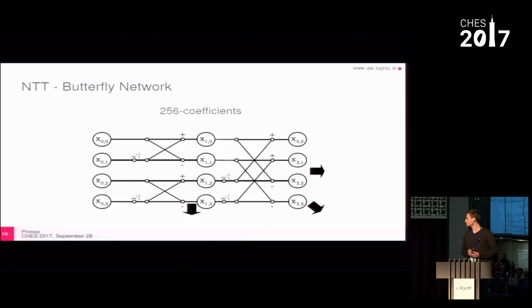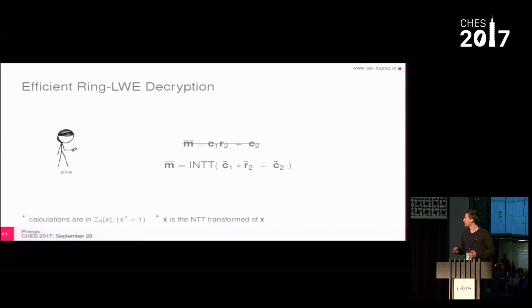So really, what Alice should do instead of just performing a polynomial division is performing a coefficient-wise multiplication of the ciphertext 1 with the private key R2, followed by an addition, and then the inverse transformation using the inverse NTT. And by doing so, she can do the decryption quite fast.